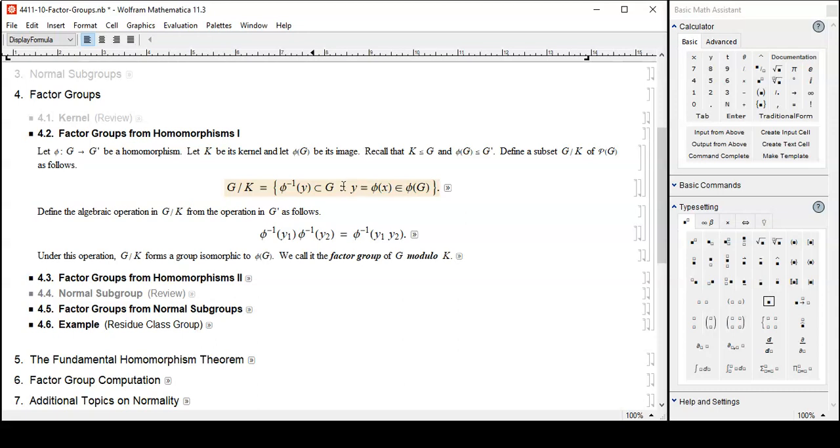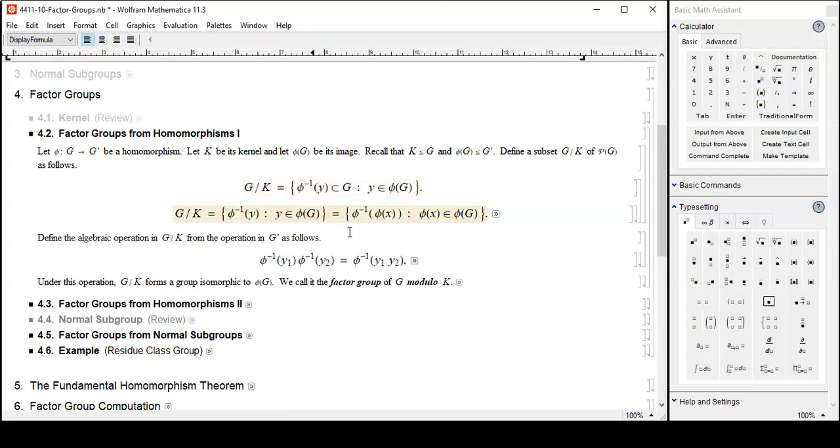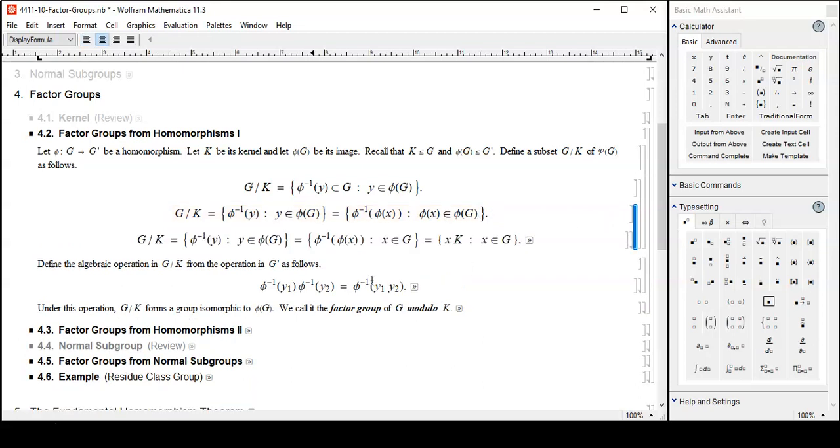So if you rewrite like this, y is phi of x, then we can rewrite like this. You see, y is phi of x, so phi of x belongs to phi of G. And furthermore, what do you mean phi of x belongs to phi of G? Everything came from G, so you can reduce that into just x belongs to G, like this. And then one more observation. Preimage of phi of x. Haven't you seen this before? Yes, that's a coset.